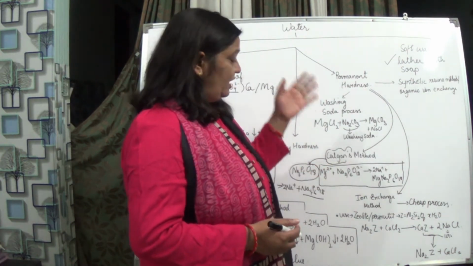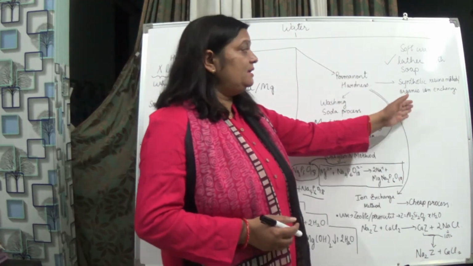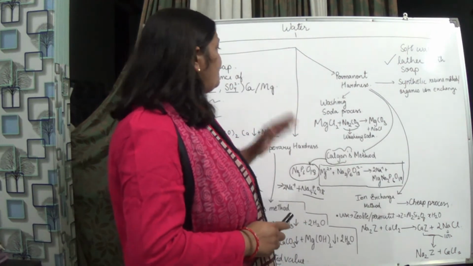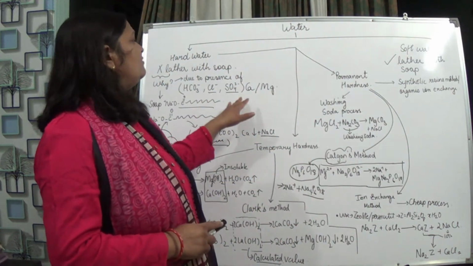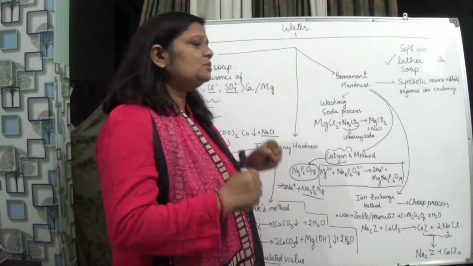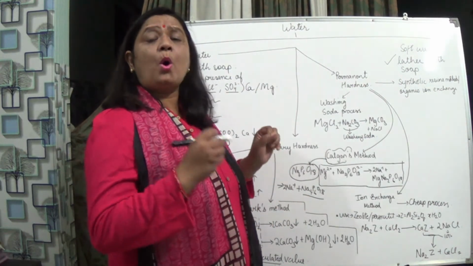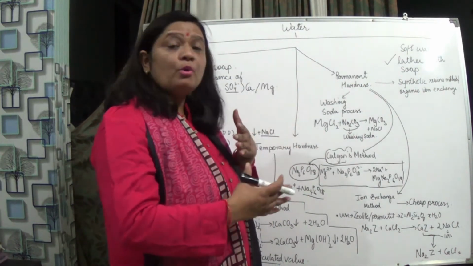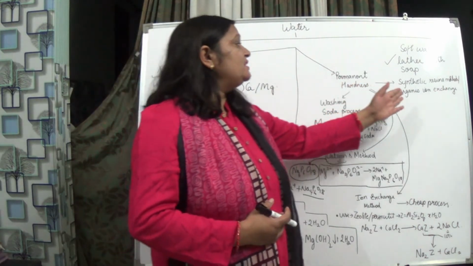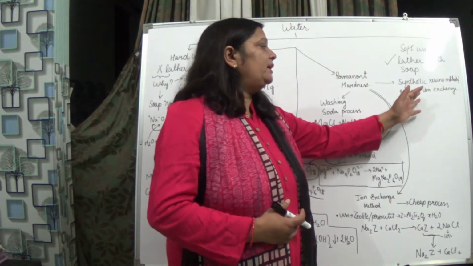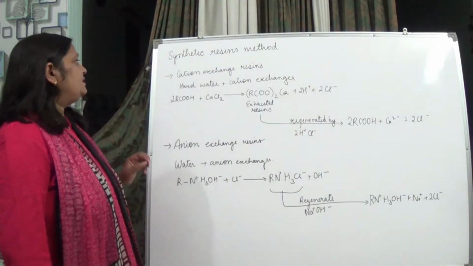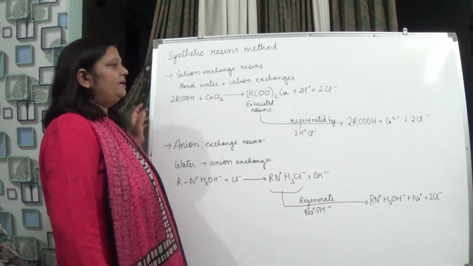But in the synthetic resin method, or organic ion exchange method, apart from the chlorides and sulfates of calcium and magnesium, any other elements causing hardness in the water can also be removed, and we can get demineralized water. Now let us study this method in detail.